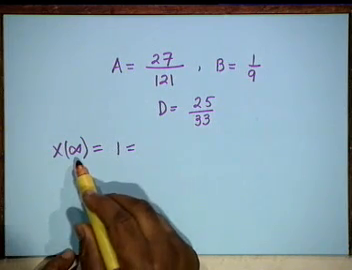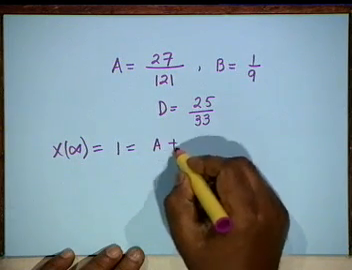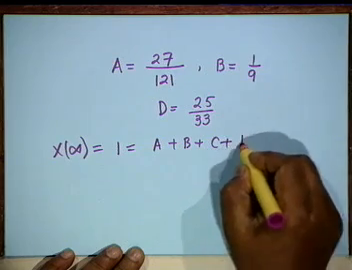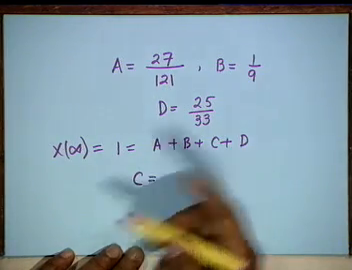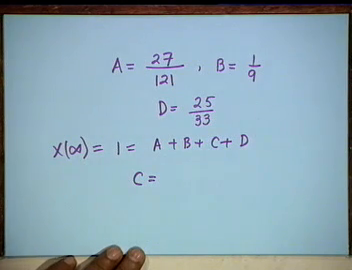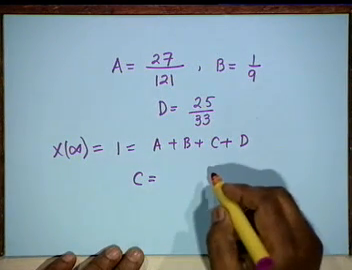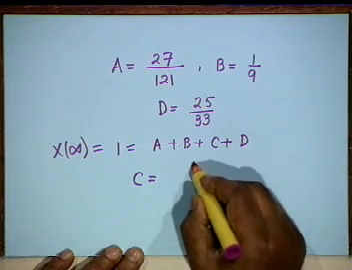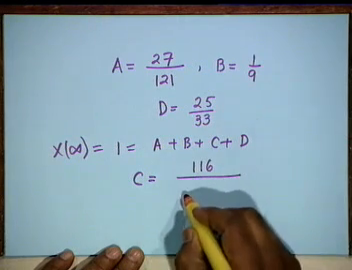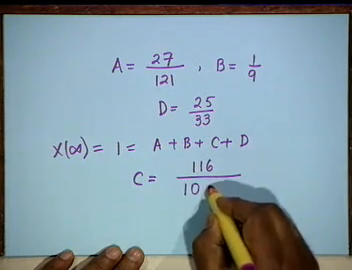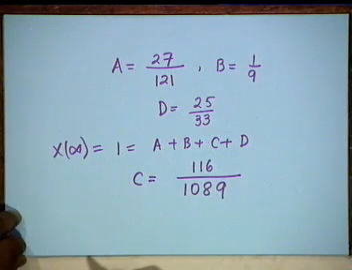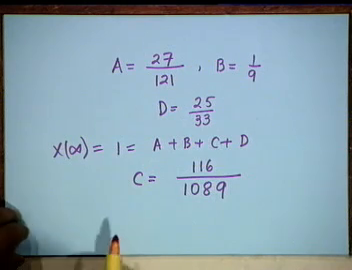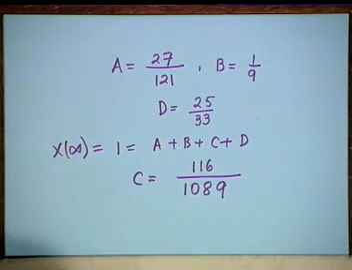So X(z) at z equal to infinity is equal to A plus B plus C plus D, and we know A, B and D, therefore C is 1 minus the sum of these three. Unfortunately this number comes big, but nothing to worry, you keep it as it is: 116, that's my calculation, divided by 1089. Nothing cancels, I have tried out, there are no common factors. If there are common factors, do cancel them, make it as simple as possible.